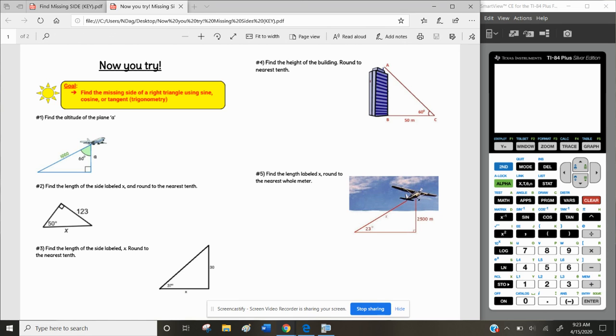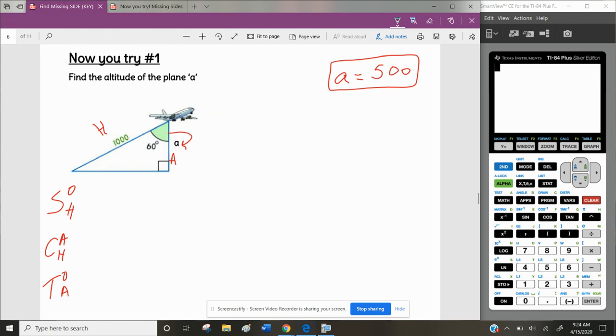I would pause the video here and try these 5 questions based on the lesson of finding the missing side of a right triangle using trigonometry, which is sine, cosine, and tangent. So again, pause the video, try these questions, and then go down and play the video to see the solutions.